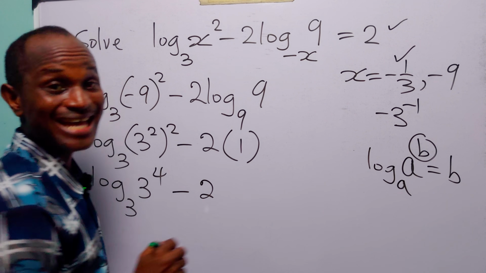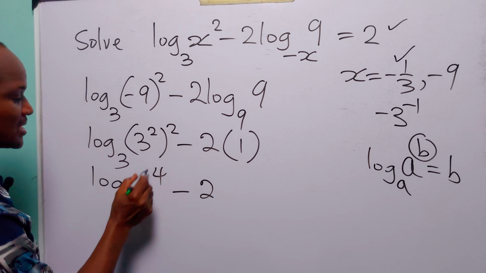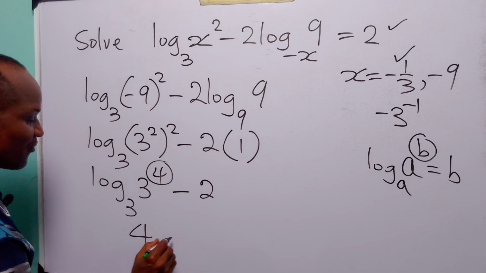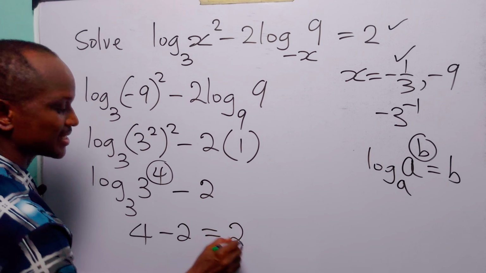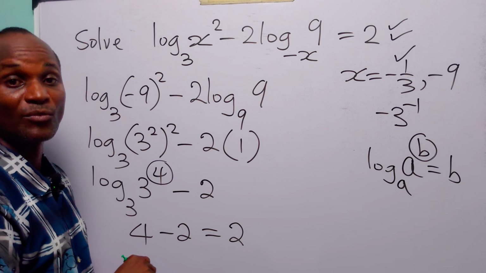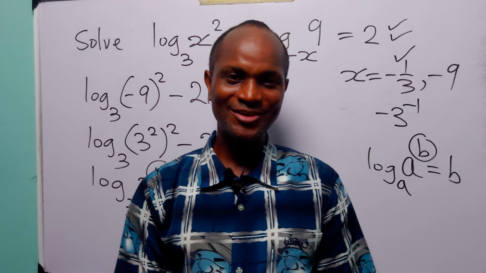Now, going back to this identity, we have that log to base 3 of 3 to the power 4 is equal to 4. So here, this is simply 4 minus 2, which is equal to 2, which is exactly what we have on the right-hand side. And with that, we come to the end of this tutorial.